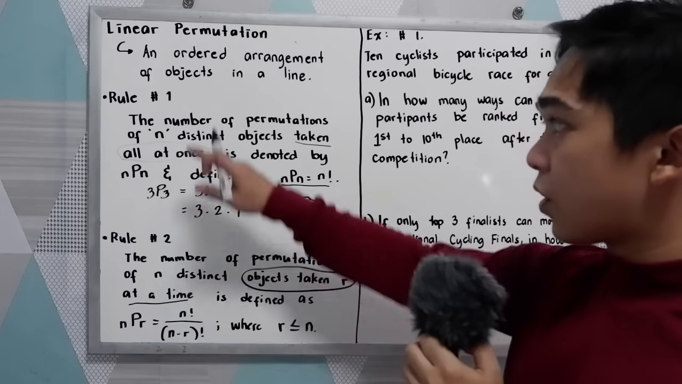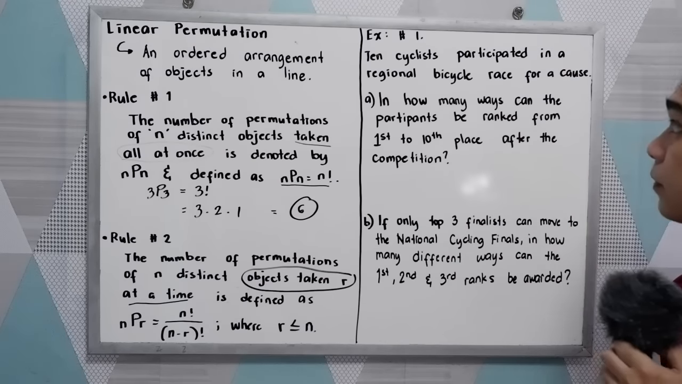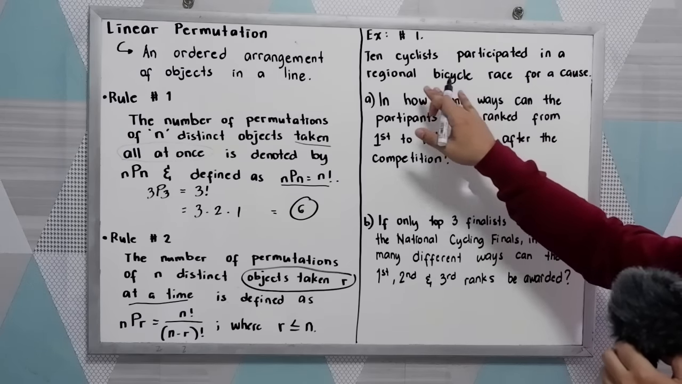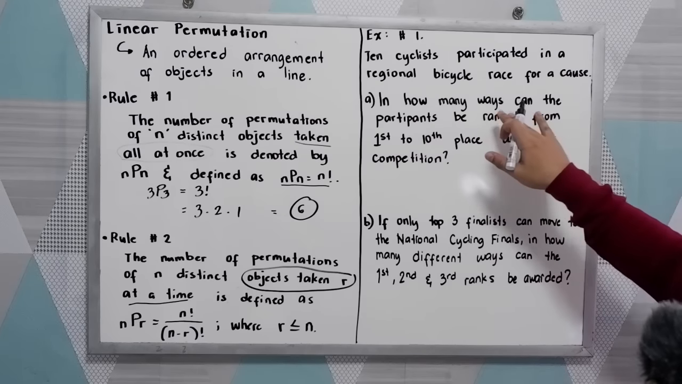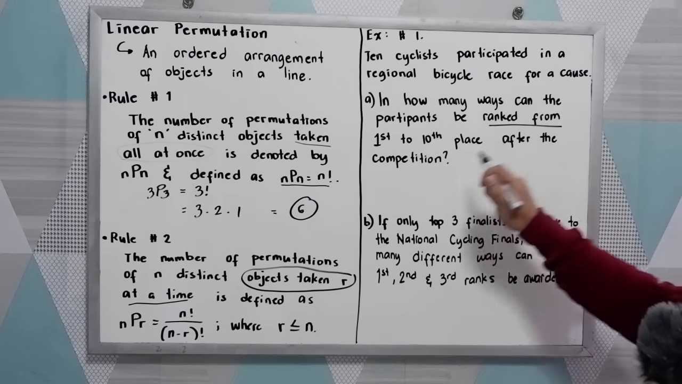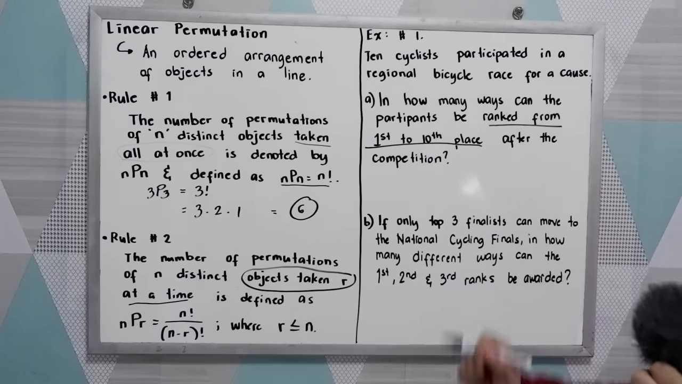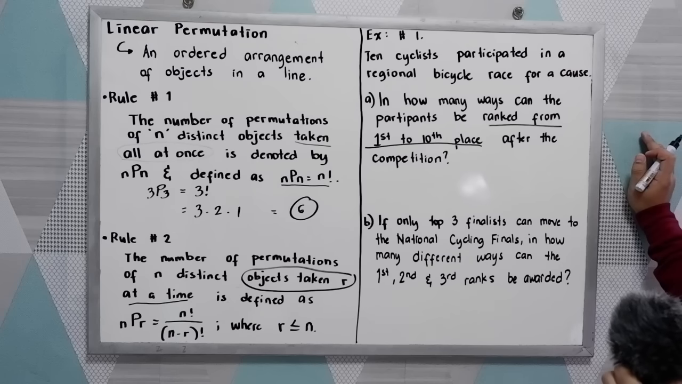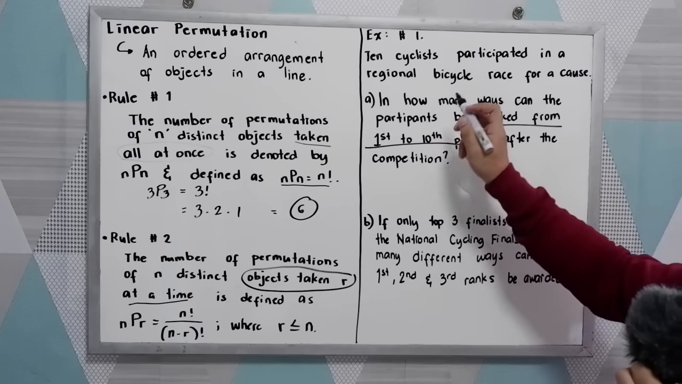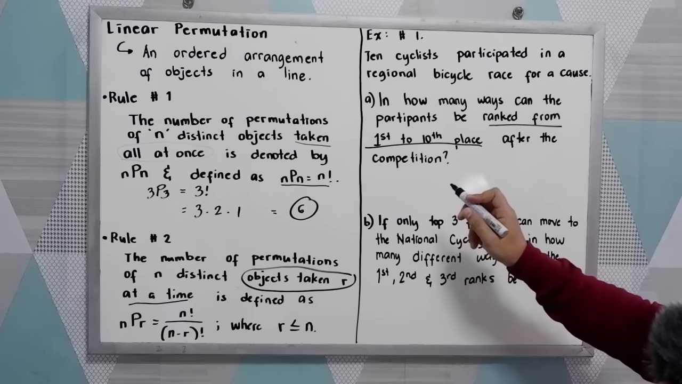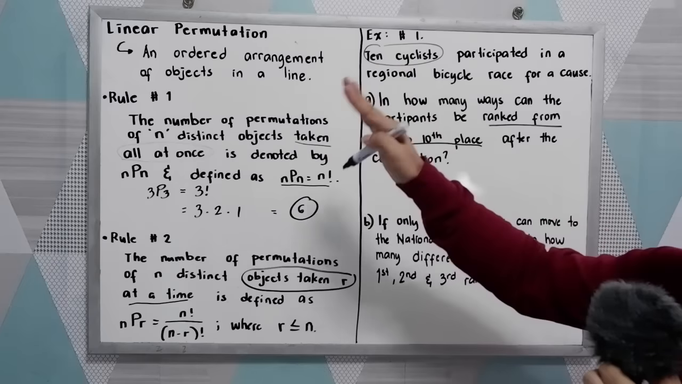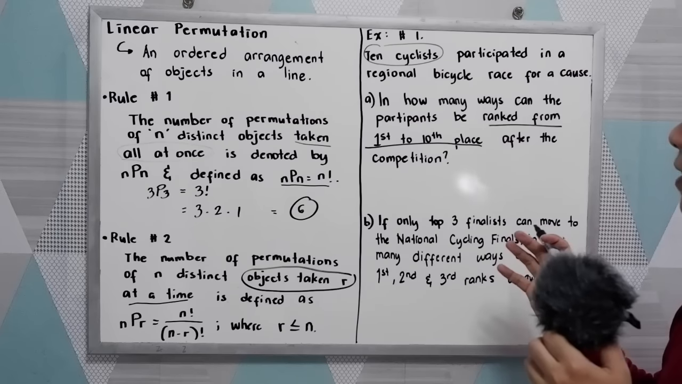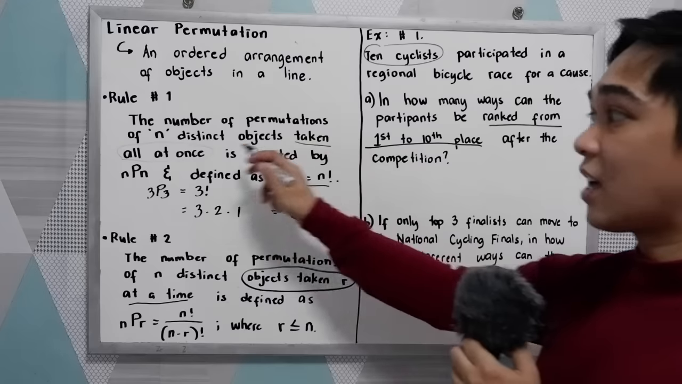Now, to better understand our first and second rule, let's have this problem. Example number one: 10 cyclists participated in a regional bicycle race for a cause. In how many ways can the participants be ranked from first to 10th place after the competition? Analyze the given problem and the given question. We're going to arrange the 10 cyclists into 1st, 2nd, 3rd, 4th, 5th, 6th, 7th, 8th, 9th, and 10th. So that means all the participants will be ranked, so taken all at once.